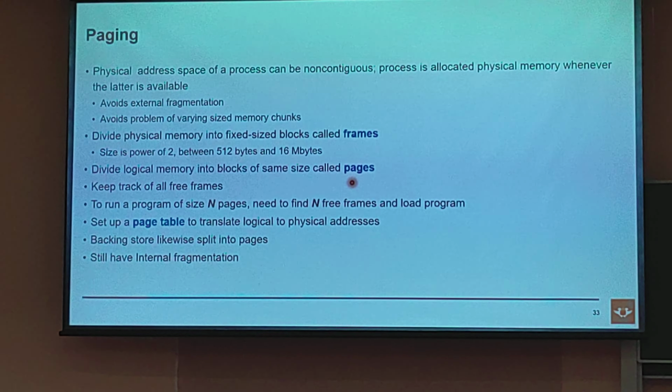We have to set up what we call a page table. This is the magic that makes this work. So apart from the MMU, the physical hardware, this MMU goes and looks at a special block in memory called the page table that houses this translation. The backing store likewise is split into pages, and we still get what we call internal fragmentation. And this brings me to how this works.